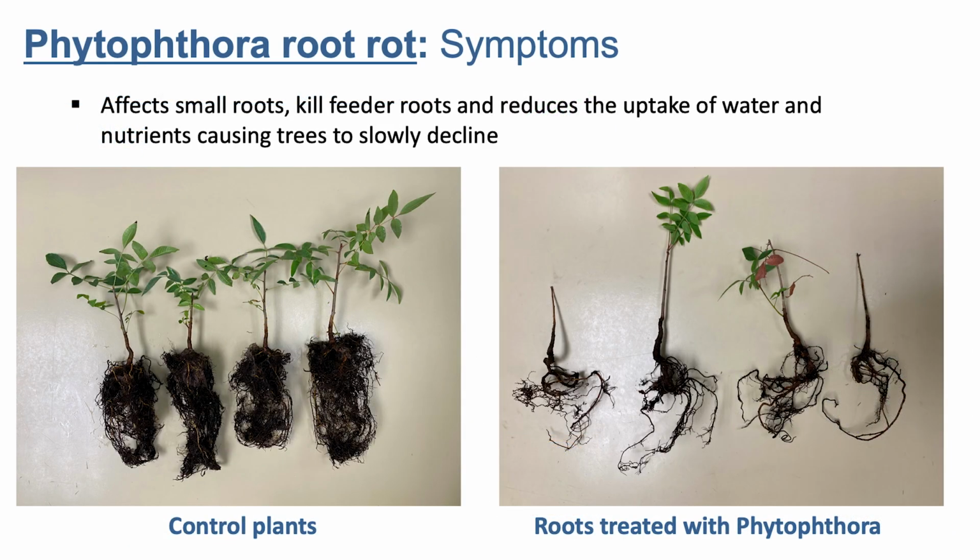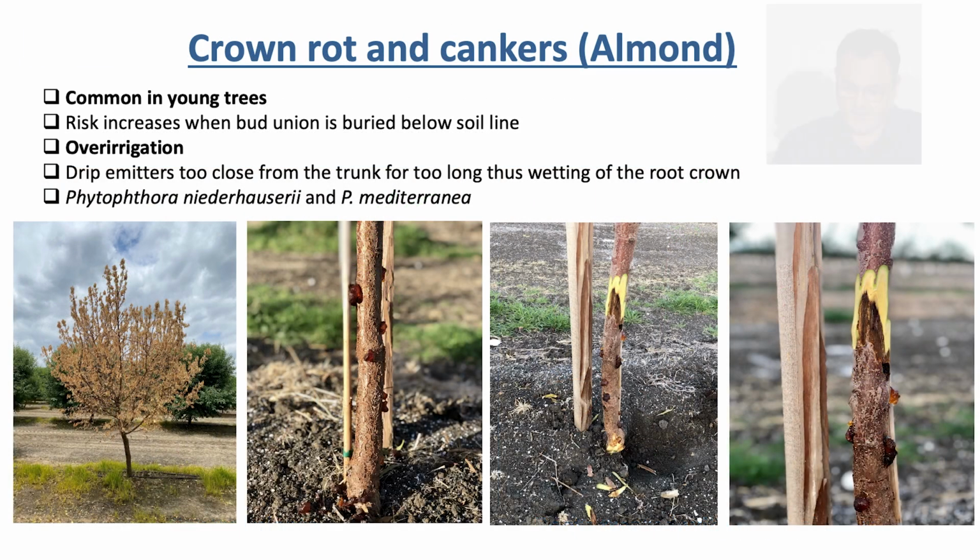So this is an example here in pistachio, but of a root rot. You have a control plant non-inoculated with Phytophthora, but then you see young plants inoculated with Phytophthora, right? Phytophthora has this capacity to rot and decay the roots of a tree. And in almond, Phytophthora disease is actually quite common in young trees, young orchards. We've seen blocks with 10-15% infections in some situations.